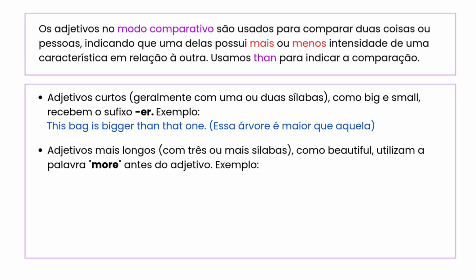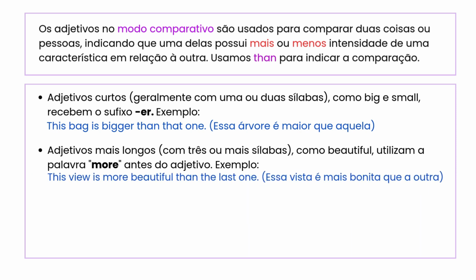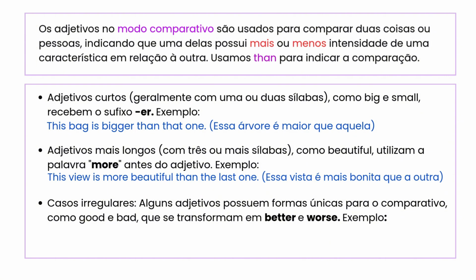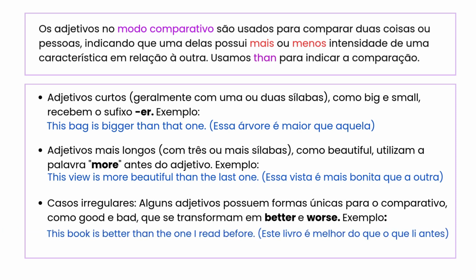Adjetivos mais longos, como beautiful, utilizam a palavra more antes do adjetivo e significa mais. Exemplo: This view is more beautiful than the last one. Alguns adjetivos possuem formas únicas para o comparativo, como good e bad, que se transformam em better e worse. Exemplo: This book is better than the one I read before.